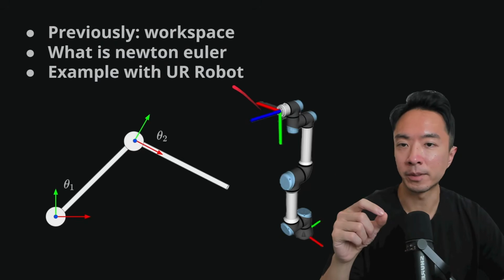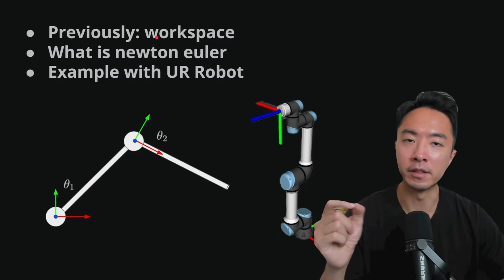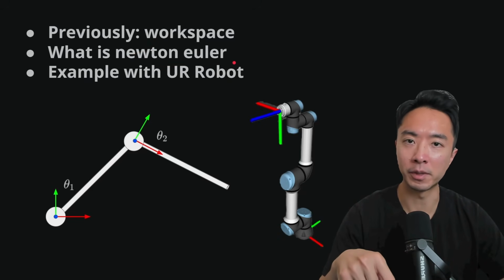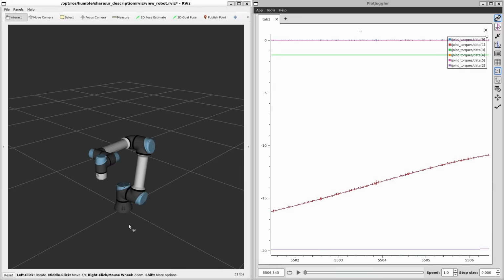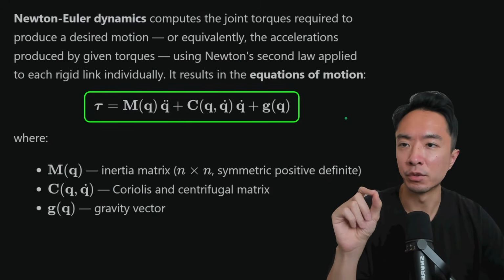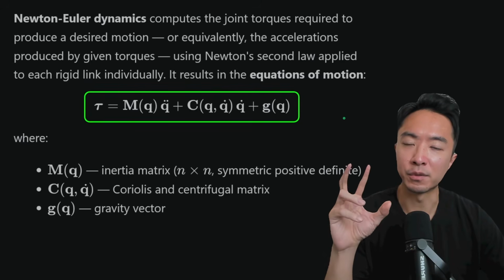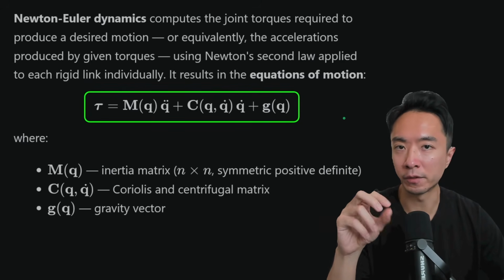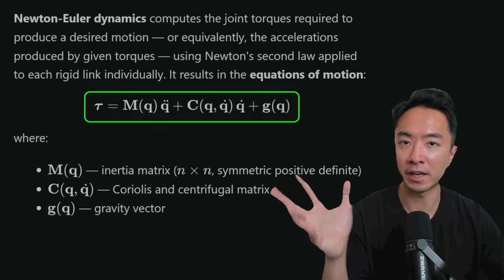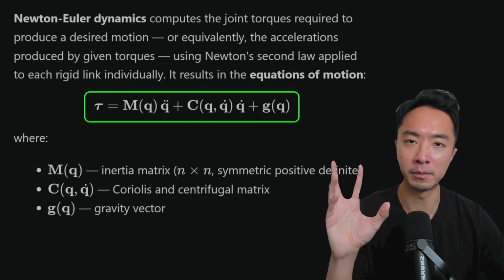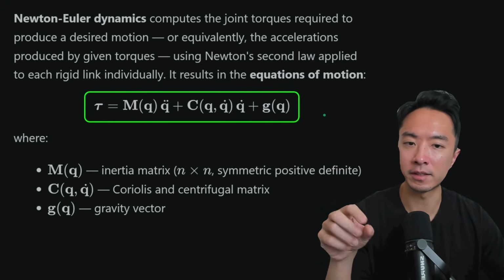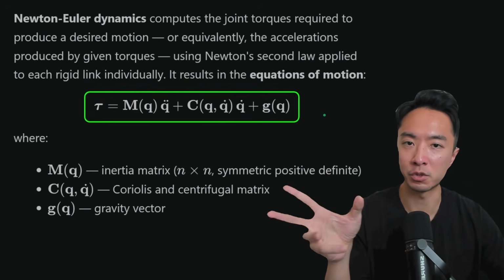So previously we talked about how to find the workspace for your robot. In this video, we're going to find how to figure out your torques using the Newton-Euler method. By the end of this video, we'll see how we could simulate the torques using the UR robot. So the point of using the Newton-Euler dynamics is to figure out the torques required for each of the joints of your robot. So whether you're using this to size your actuators or you're doing this for some controller like gravity compensation, this is going to be very useful because that's how you know the exact torques your joints need.